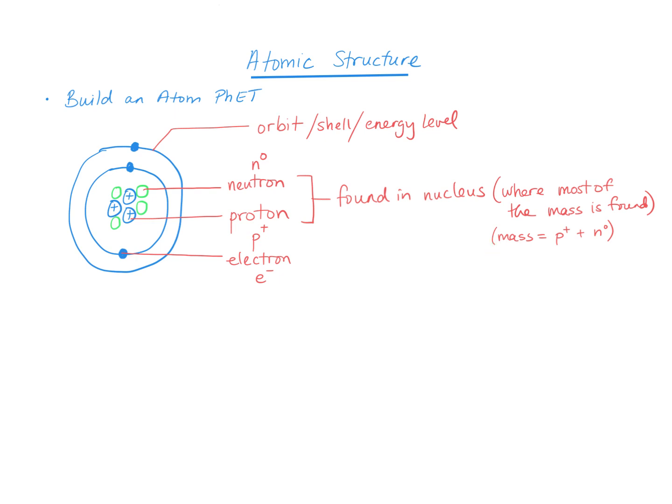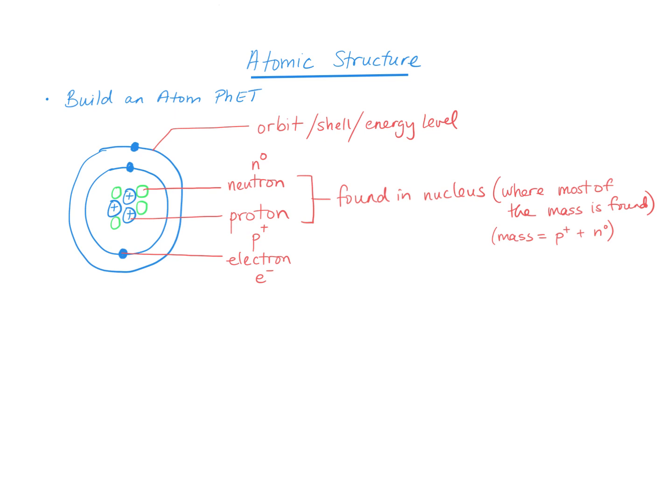Okay, so just to review, we have learned the names of the particles that make up an atom. So we call them subatomic, so within an atom, subatomic particles. We have protons in the center, which we call the nucleus. They are positively charged. Neutrons, which are also in the nucleus and have no charge, they're neutral. And then we have electrons found in the orbits or shells or energy levels of the atom.